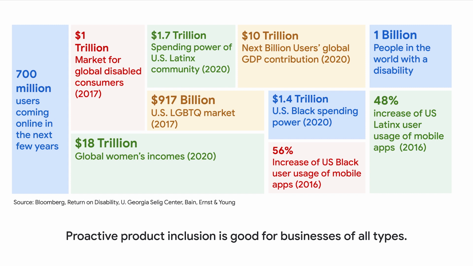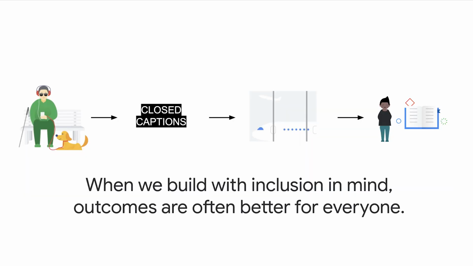These communities, which may currently be underrepresented online, are growing fast. For instance, research shows that between 2015 and 2016, U.S. Latinx usage of mobile apps grew 48%. We know from research that companies that get product inclusion right are going to build sustainable value for users. In addition, when we build with inclusion in mind, outcomes are often better for everyone.